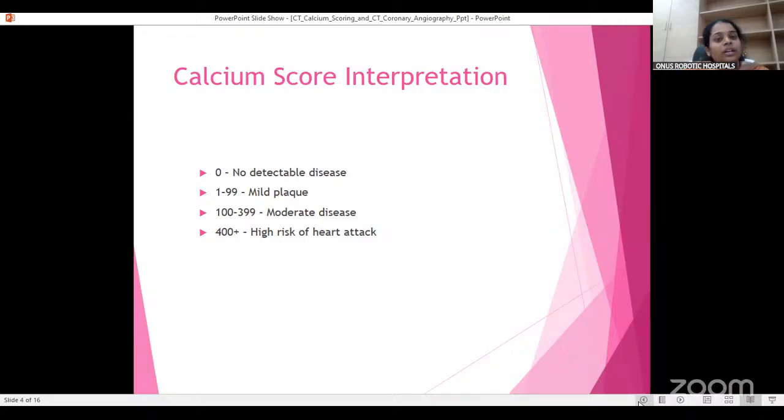And one more thing: suppose a patient is hypertensive and diabetic, and has slightly elevated cholesterol levels, and we need to decide whether to put the patient on hypolipidemic drugs, then we can stratify according to this. If the patient has a score above 10, then the patient needs hypolipidemic drugs.